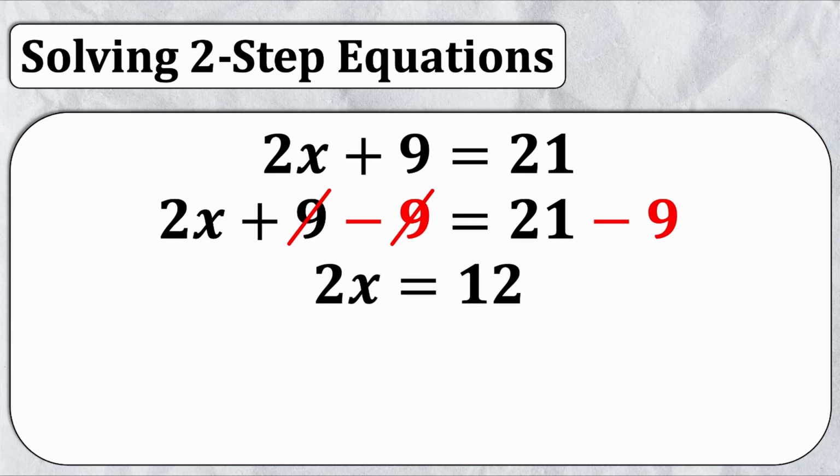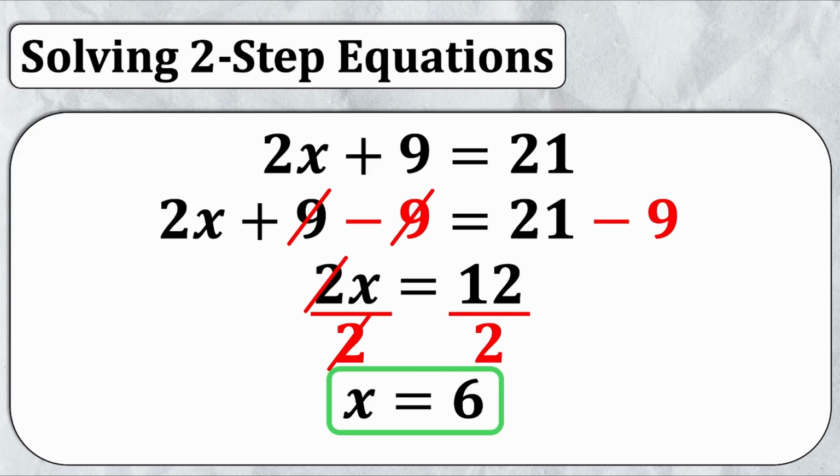Now, I still don't have x by itself. It's being multiplied by 2. And to get x by itself, I need to do the inverse of multiplication, which is division. So this time, I'm going to divide both sides by 2. Now, if I do this, the 2's on the left will cancel because 2 divided by 2 is just 1. And that's going to give me x is equal to 12 divided by 2, which is x is equal to 6. Feeling good about that?